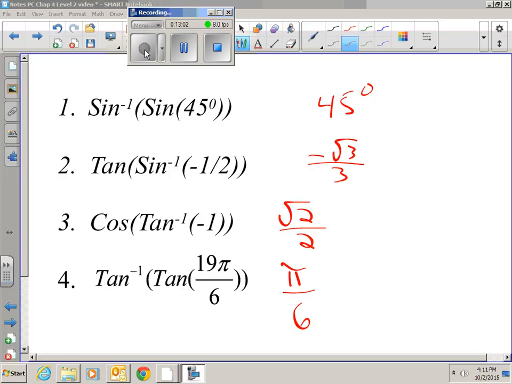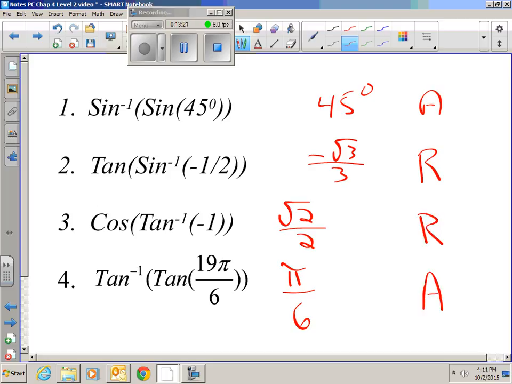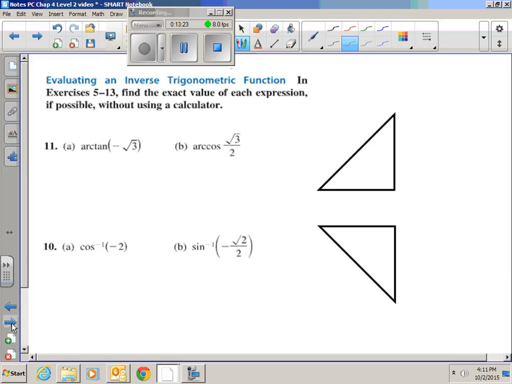Okay, the answers: number 1 is 45 degrees. Number 2 is negative √3 over 3. Number 3 is √2 over 2. And number 4 is pi over 6. Notice that we have an angle, we have a ratio, we have a ratio, and we have an angle. Okay? Let's try some others.